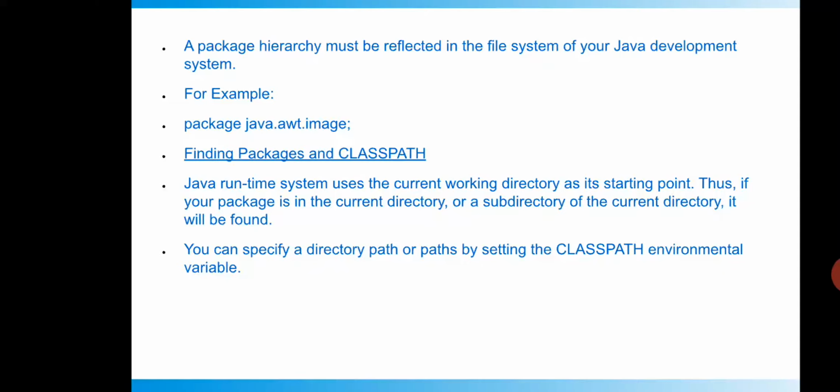Next, you can specify a directory path or paths by setting the class path environment variable. You have manually done this. Just don't go by the sentence. You have manually done this concept in your lab, isn't it? You have gone for right click, properties of the C drive. Next, you have gone for advanced settings. Inside the advanced settings, you had the environment variable. Inside that, you went for new.